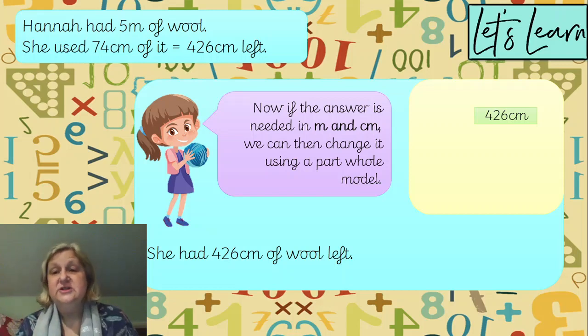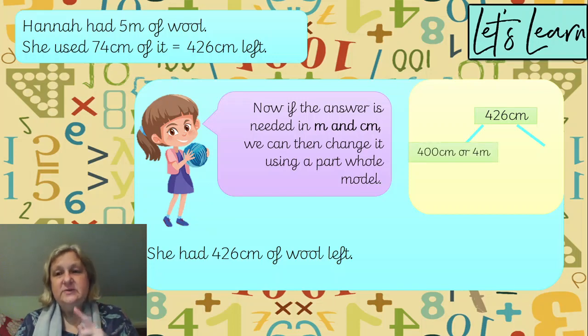That would be really useful for any of this type of work, or your jottings of your calculations, or your expanded method for subtraction or addition. So 426, I'm going to partition that into 4. We know there's 400 centimetres, which would make 4 meters, and we put the rest of it over onto the other side, 26 centimetres, bringing this 4 meters down now, 4 meters and 26 centimetres.